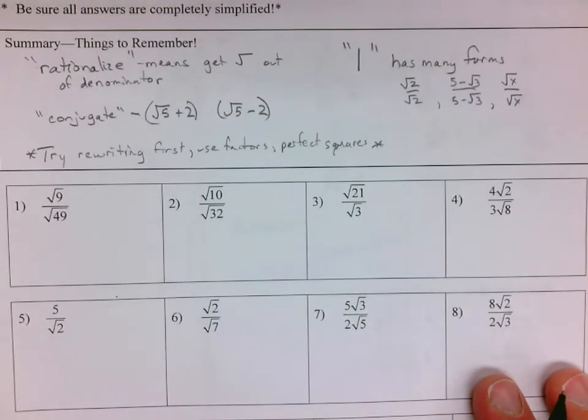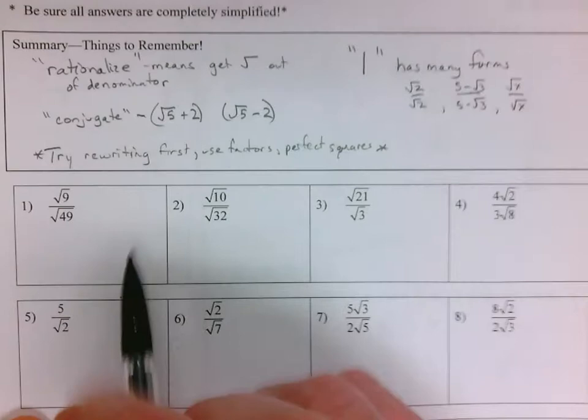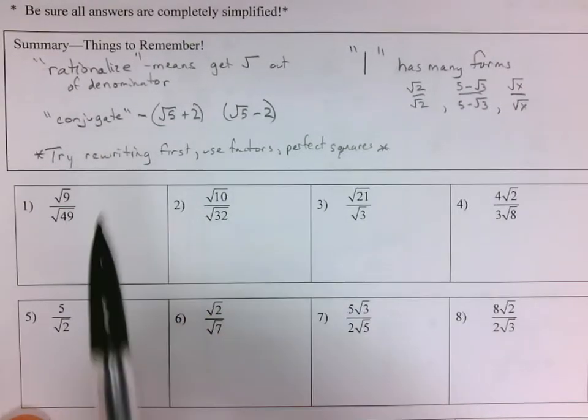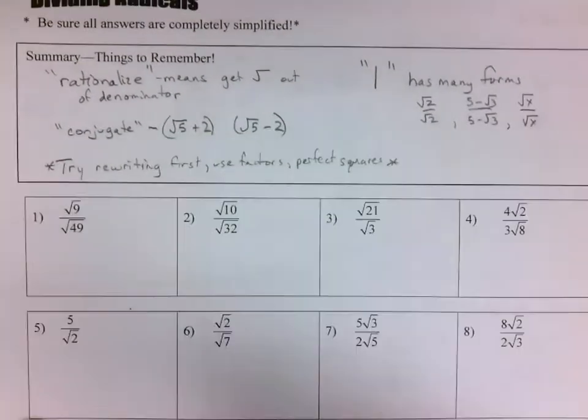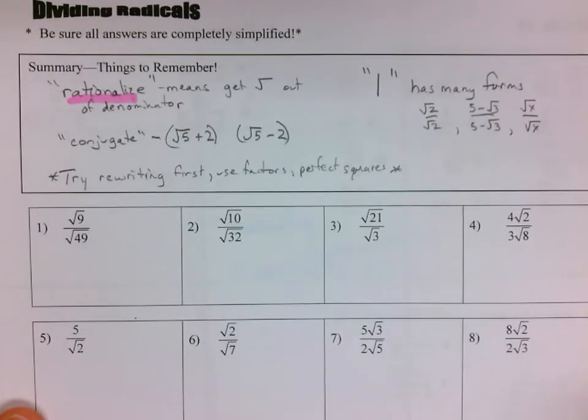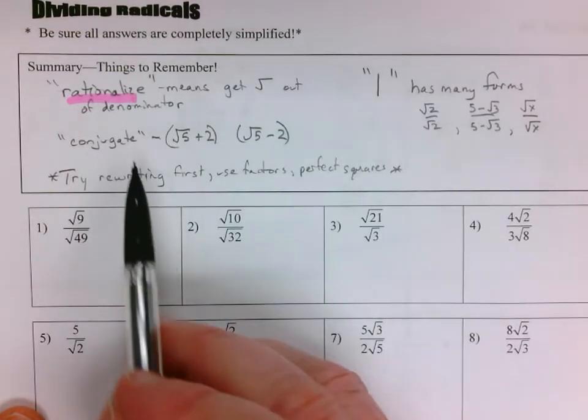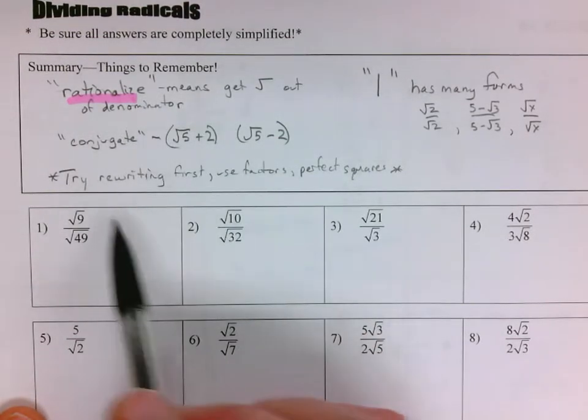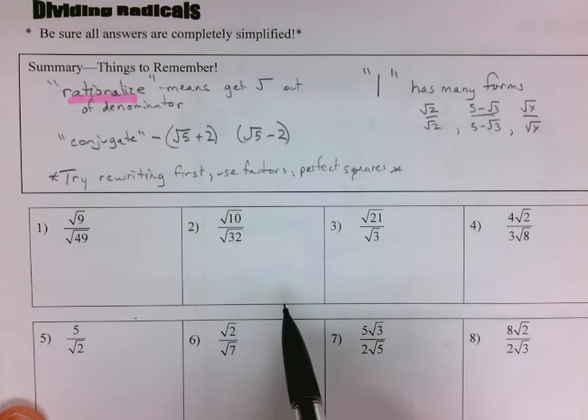These are notes for dividing radicals and especially emphasizing rationalizing. We're going to hear this term, rationalize the denominator, and that means we want to get square roots out of the denominator. It's kind of a proper form, at least until you get to calculus and then they start to relax on some of those things. But you don't ever want to leave your answer with the square root in the denominator.